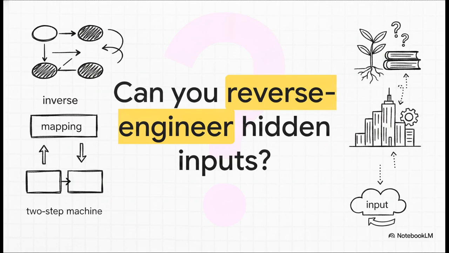So I'll leave you with this final thought. Knowing what you now know about mapping diagrams, two-step machines, and inverse equations, how might you apply this to the world around you? Can you work backwards from the outputs you see every single day to discover the hidden inputs controlling them?